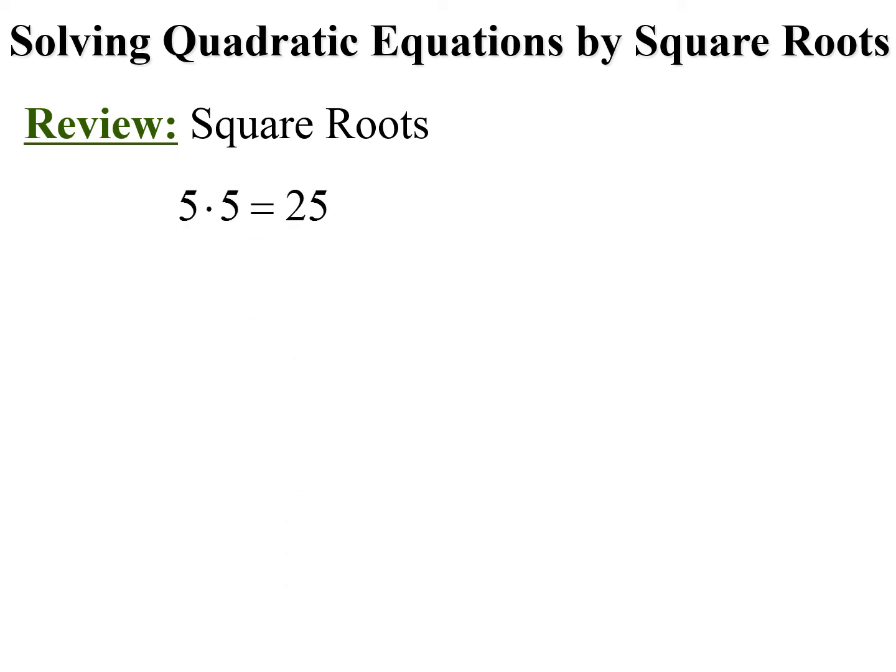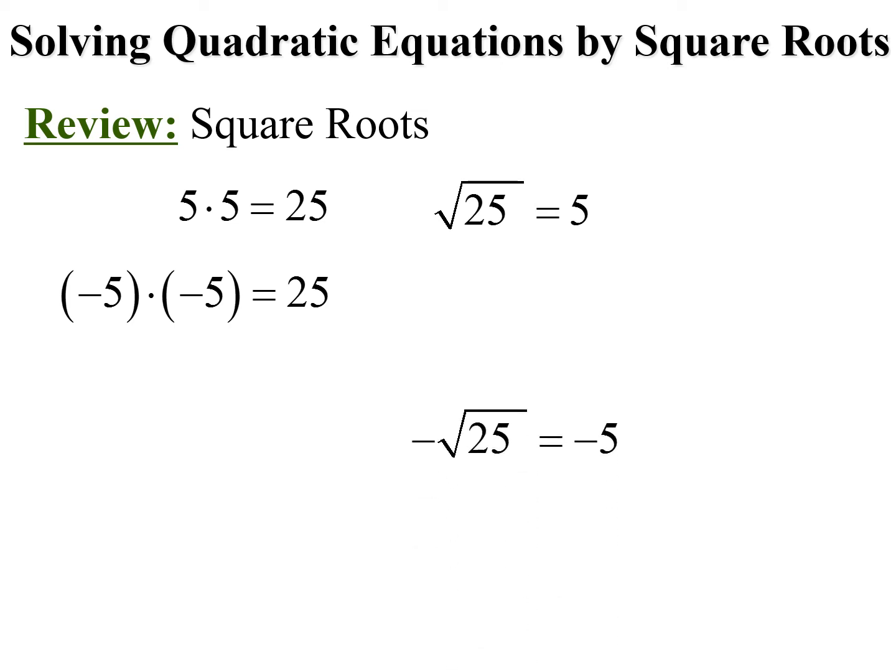Now I know that 5 squared is 5 times 5, which is 25. So if I want the square root of 25, I'm asking myself what number times itself equals 25, and the answer is 5. So the square root of 25 is 5. Now if I look at negative 5 times negative 5, that's also equal to 25. So what we have to do is take into account that there's also this negative aspect to the original question.